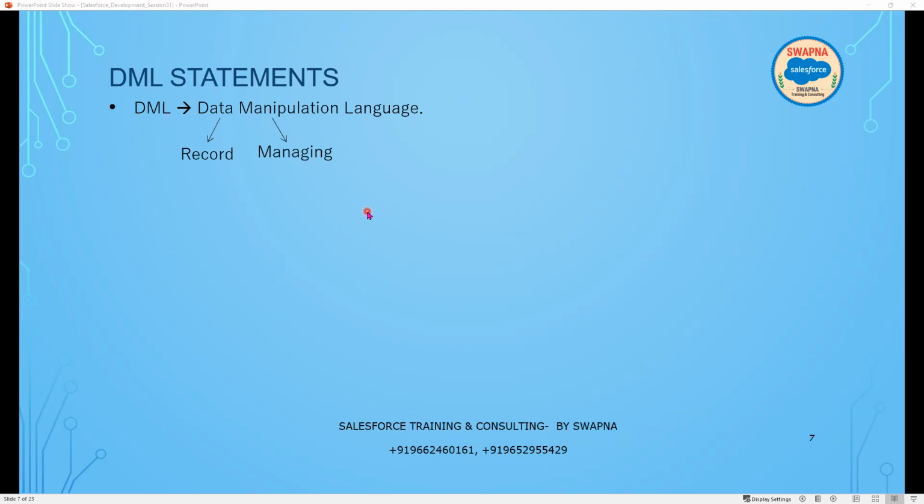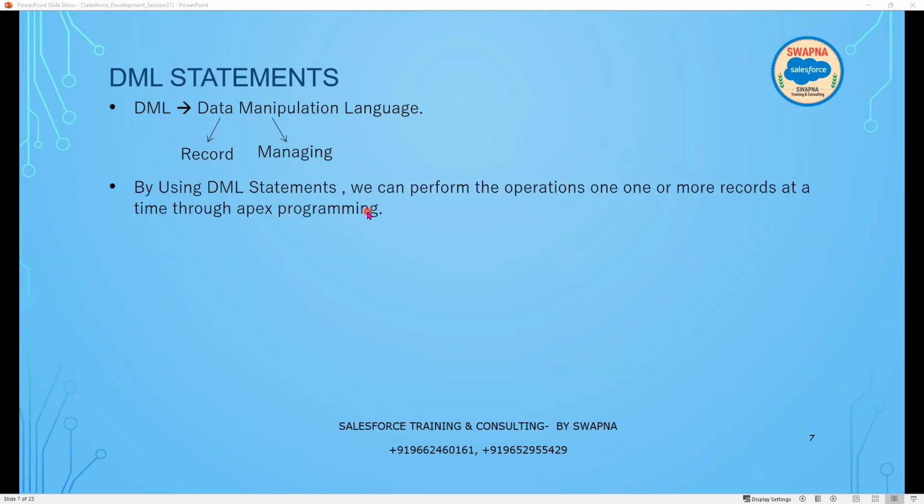Either you are modifying the record or updating the record, you are creating the record, you are trying to manage the record by creating, updating or deleting something you are performing on the record level, which is called a DML. So that means by using the DML statement, we can perform the operation on one or more records at a time through Apex programming.